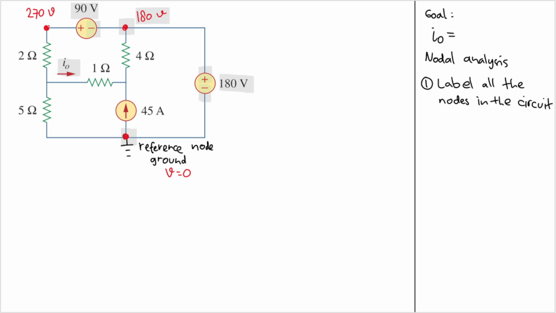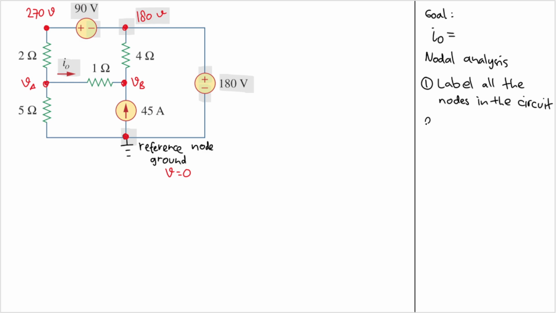But we have other nodes, right? This node here is unknown, and this node here is also unknown. Let's name this node A, so the voltage here will be VA. And let's name this node here as node B, so the voltage here will be VB. Good. I think we have labeled all the nodes in the circuit, and we also inferred some precious information.